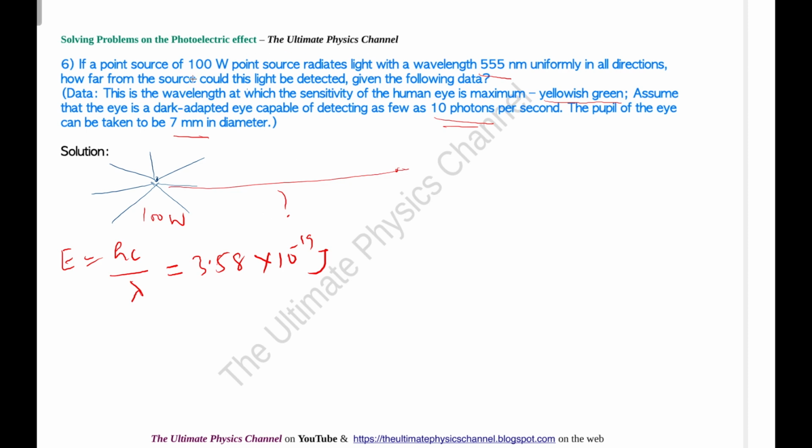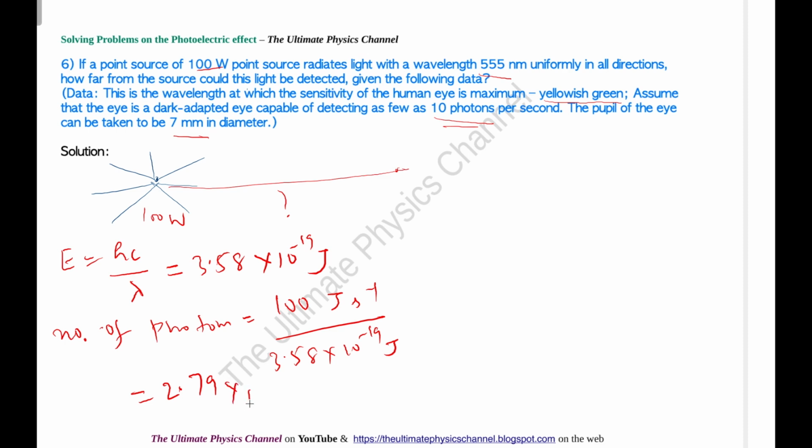For a 100 watt source, how many photons is this? Number of photons is the total energy, which is 100 joule per second, over the energy of each photon, that is 3.58 into 10 power minus 19 joules. That would give us about 2.79 into 10 power 20 photons every second. That is the rate at which photons are being ejected by the source.